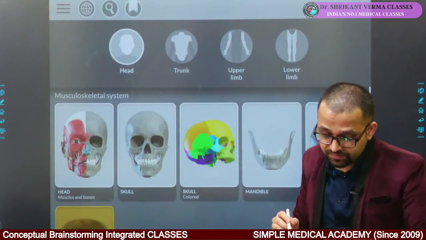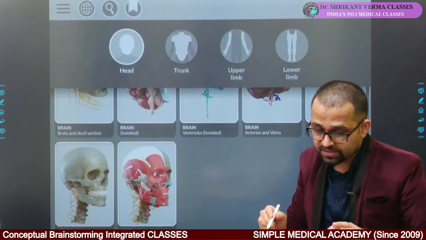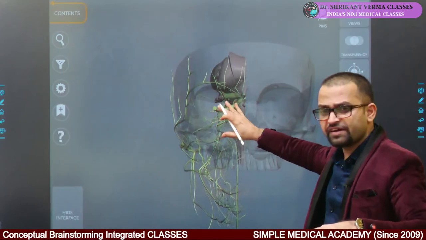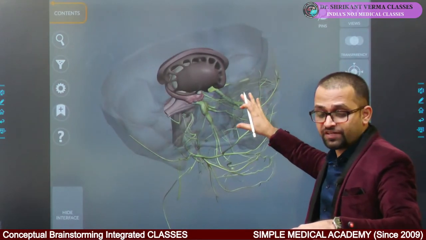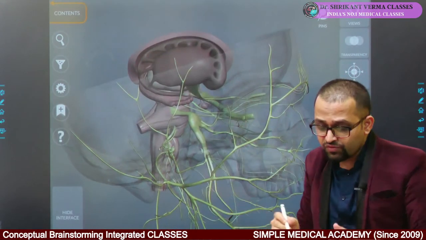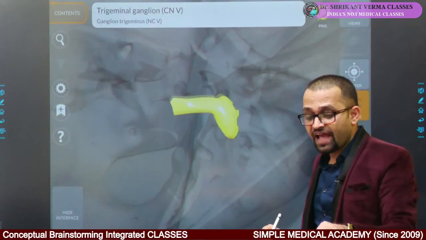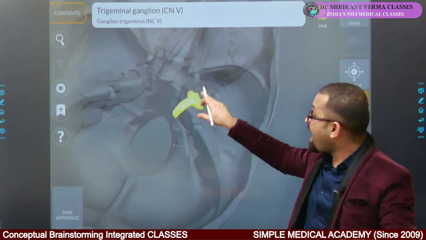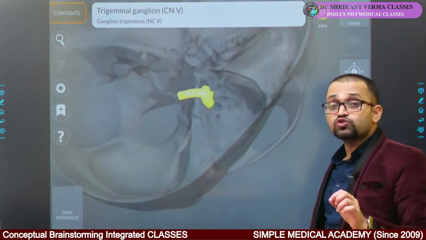Can you see here this beautiful image? See here, the root, the different cranial nerves we are going to see. So this is the network of the different cranial nerves. Look here, the beautiful image of the trigeminal nerve ganglion. So in our cranial cavity, the trigeminal nerve ganglion is located at the apex of the petrous part of the temporal bone. So what can we do?